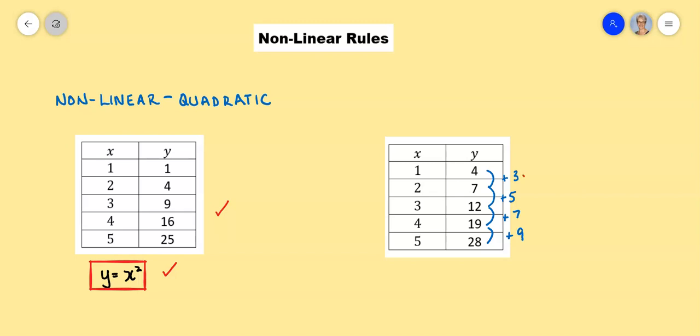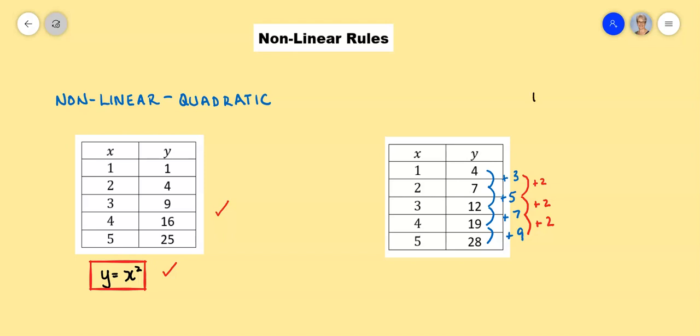We go up by 3 and then we go up by 5. So there's a difference of 2 there. Then we go up by 7, another difference of 2. Then we go up by 9, another difference of 2. So again, we can see that this must be a quadratic rule. We're seeing the same sort of pattern in the way in which y is increasing. So let's go back and see what our quadratic rule is here.